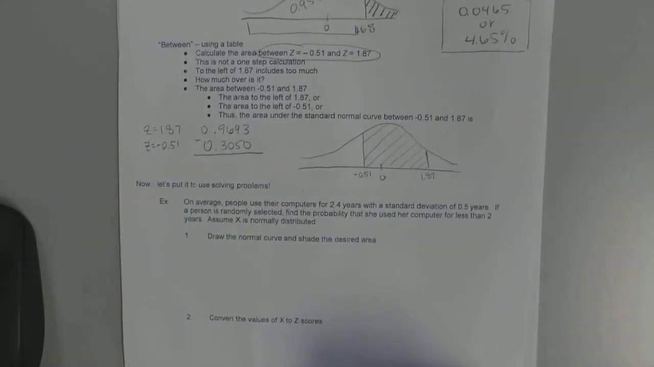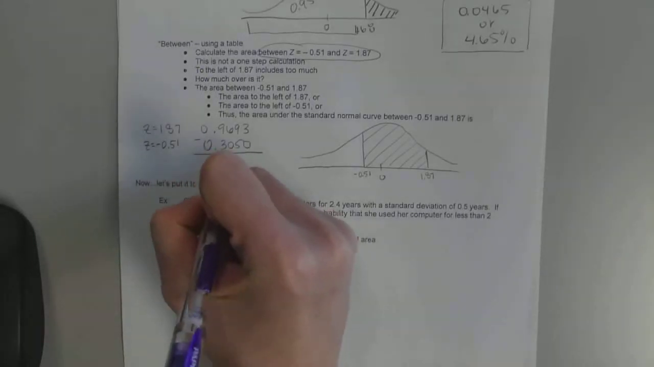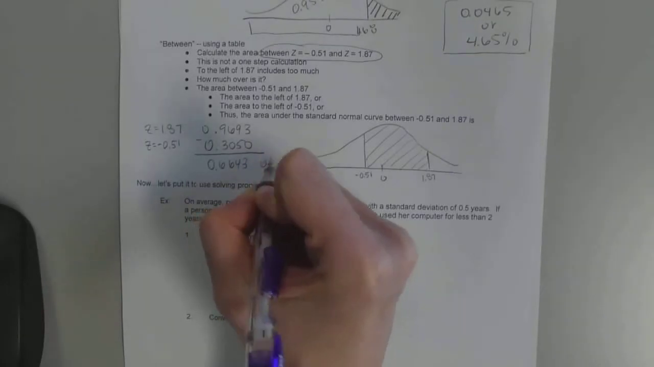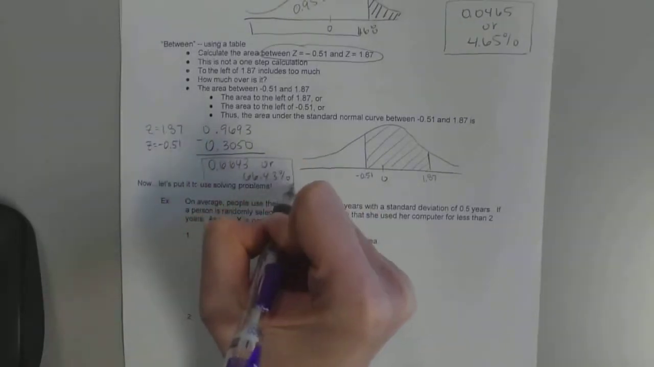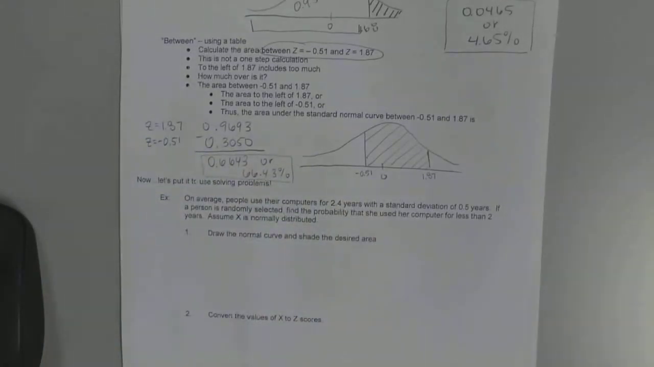And I'll tell you why this works. So we're going to take 9693, and we're going to subtract 3050. So we get 6643, or 66.43%, and that's going to be our answer. So that's the percent of the graph that we shaded, that's the proportion that we shaded, and so forth.